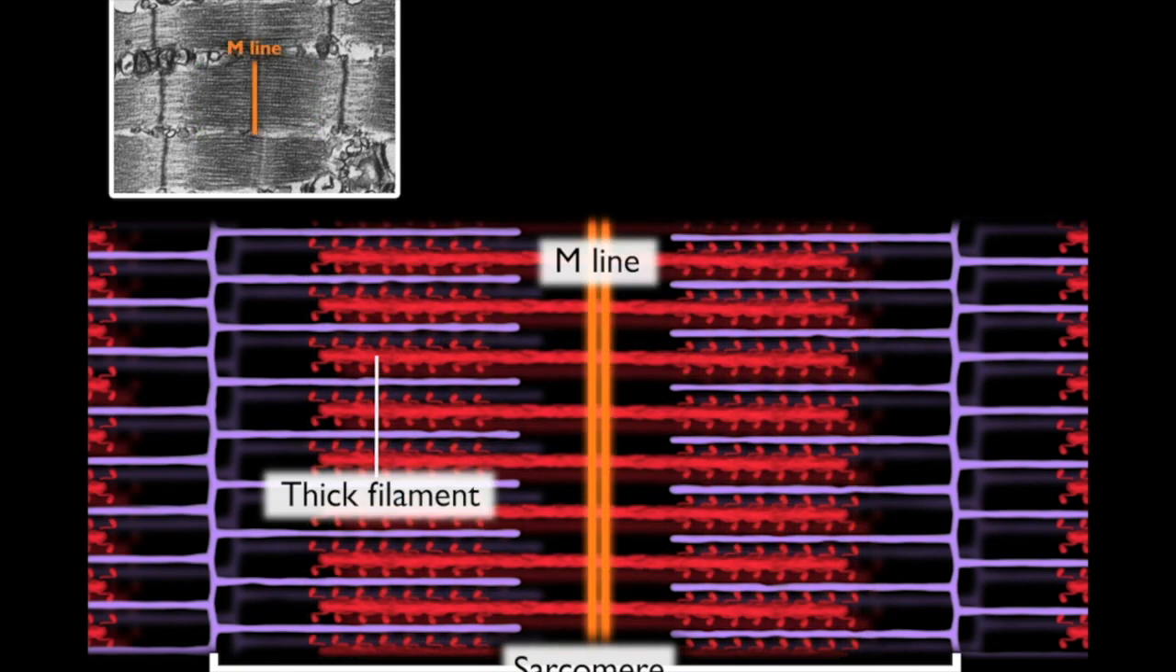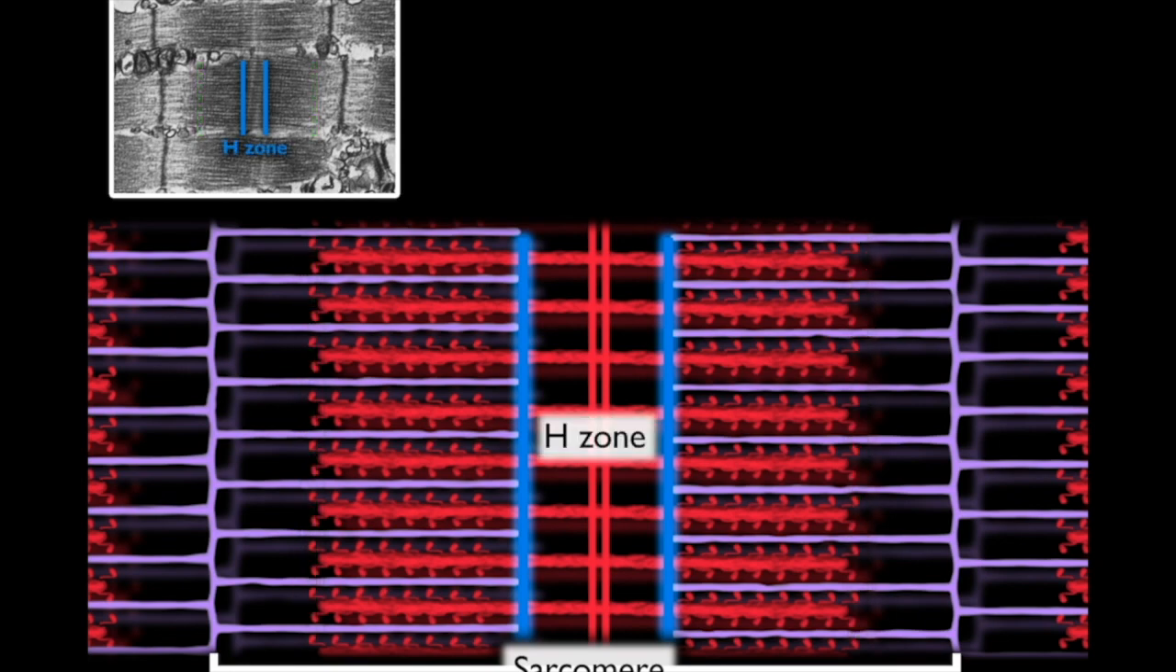The darker central areas of the sarcomere are the A-bands. The A-band is the region occupied by thick filaments. The thick filaments are anchored to the M-line, which marks the center of the sarcomere. The central region of the A-band is slightly lighter than the rest of the A-band because it contains thick filaments but no thin filaments. This region is called the H-zone.